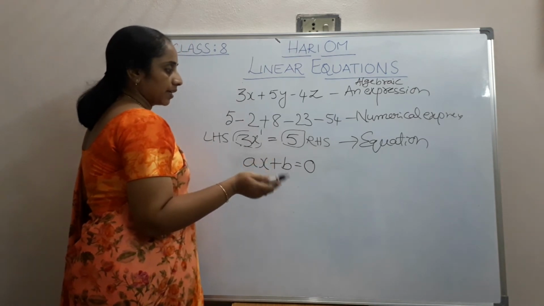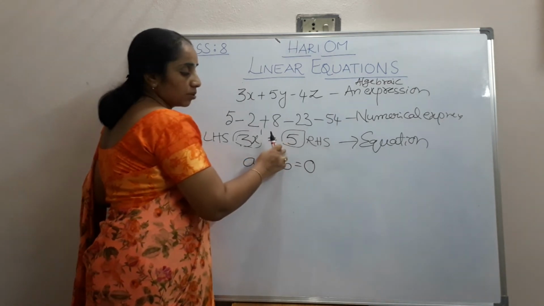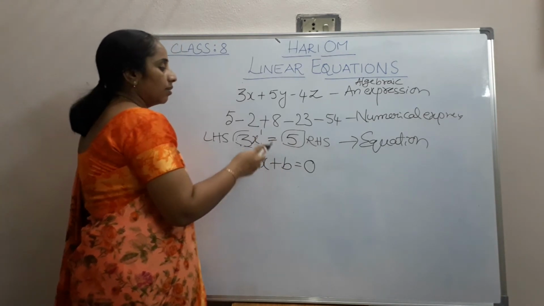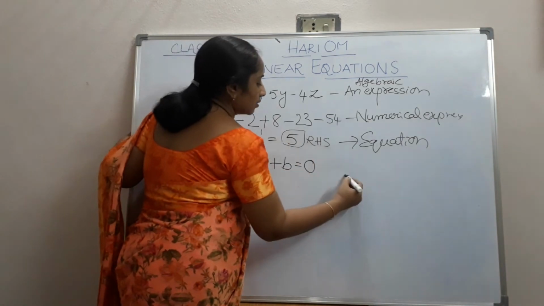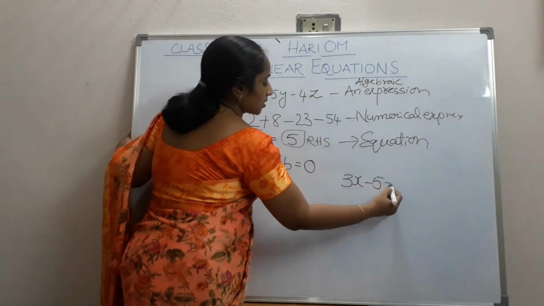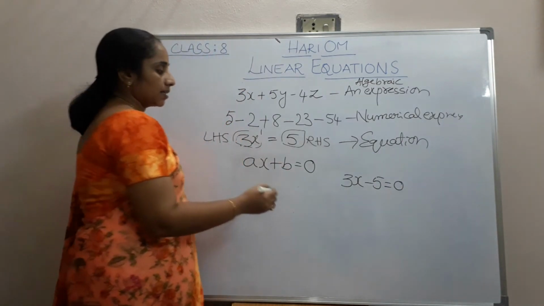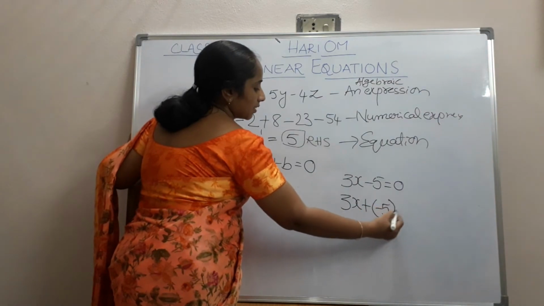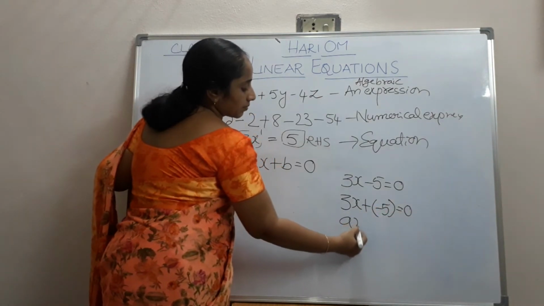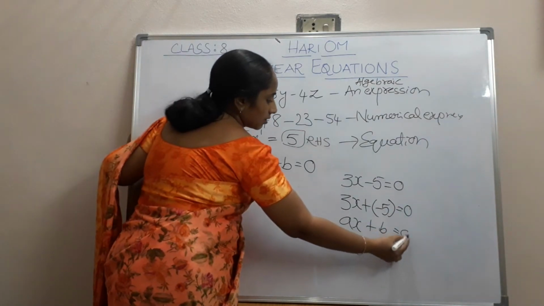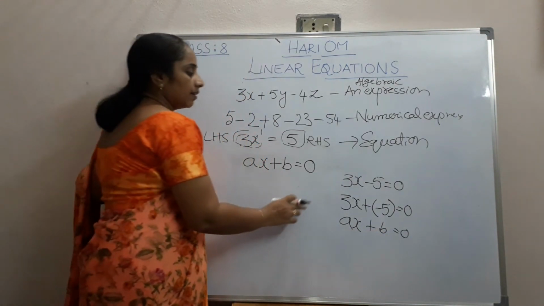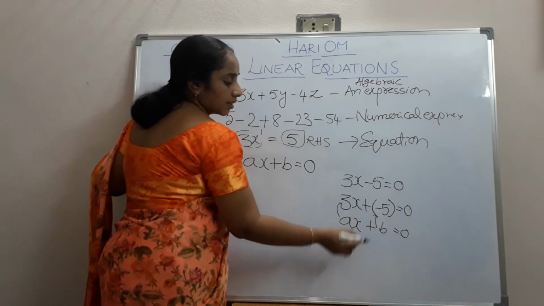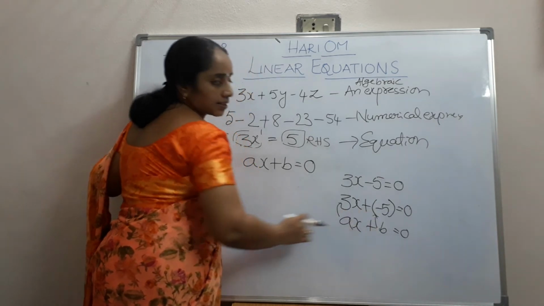Now you can have a doubt that here there is no 0. How does it become a linear equation in one variable? No, if we take this 5 to that side, it is 3x minus 5 is equal to 0, or not? The same we can write as 3x plus of minus 5 is equal to 0. Now it is of the form ax plus b is equal to 0, or not? So here what is a? 3. What is b? Minus 5. A and b are constants.